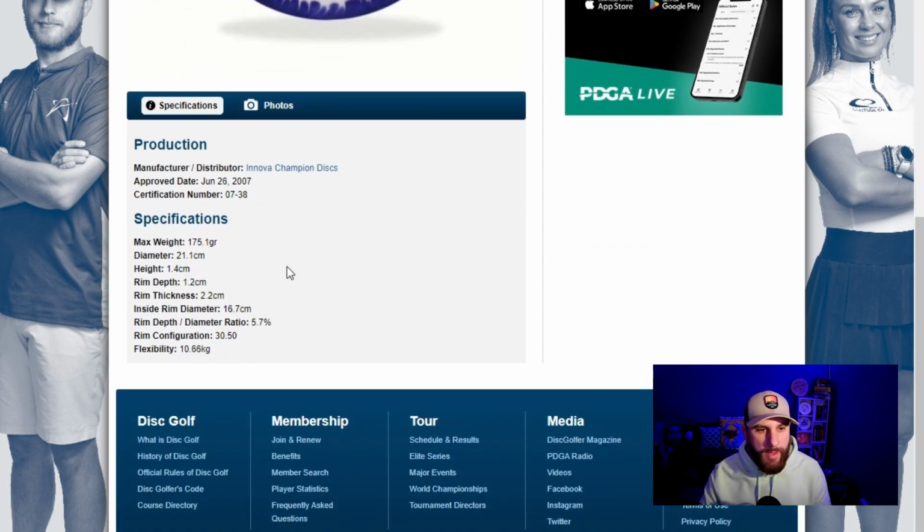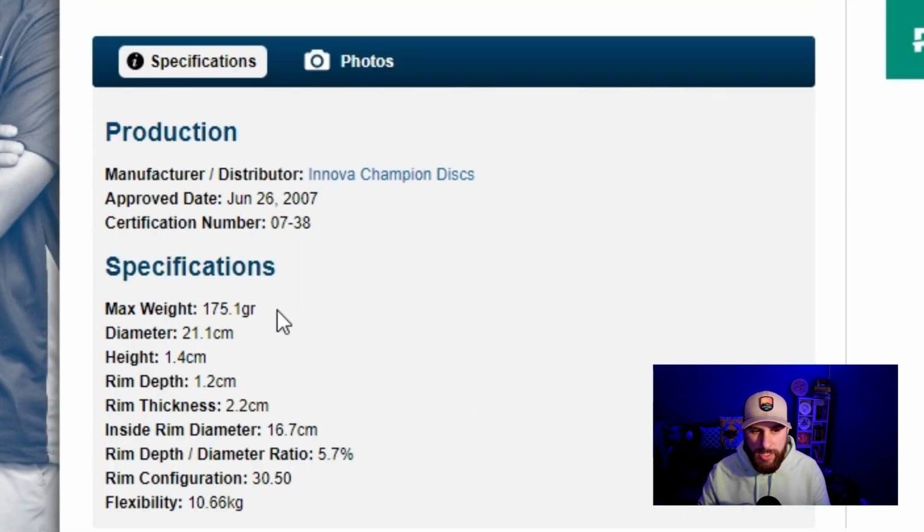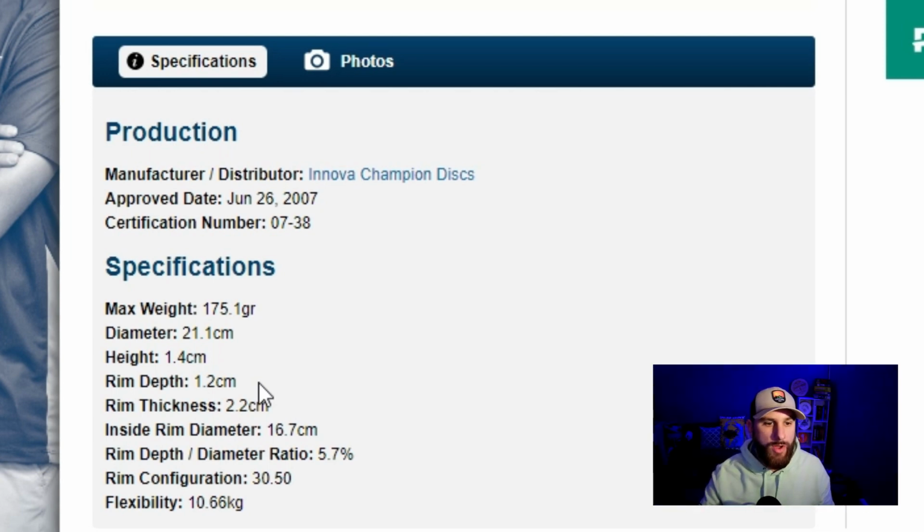So here we have the max weight of the disc that has been tested. We have the diameter of the disc, which is the top plate, like we said. Then we've got the height of the disc, and the rim depth, which is the rim height. All right, that's what it said on the other website of Infinite, but here it's the rim depth. Then we have the thickness, which is the inside part here. That is the thickness of the rim. Then you have inside rim diameter, not too important to us. And then you have the rim depth to diameter ratio, not really important to us, but they're there.